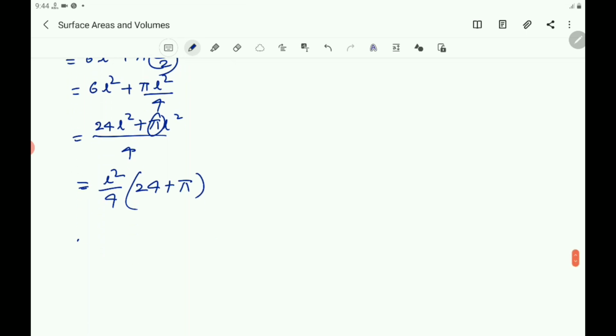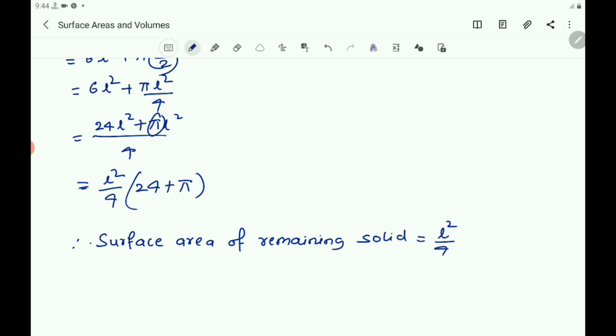Therefore write surface area of the remaining solid equals L square by 4 into pi plus 24. Here the L value is not given, so we have to express this in terms of L only.